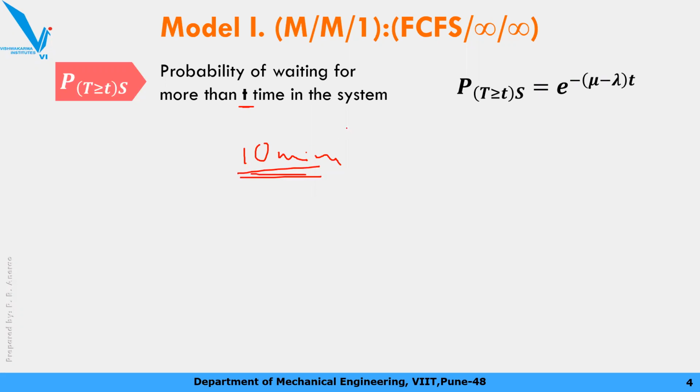10 minutes. So how will you calculate its probability? By e raised to minus mu minus lambda times t, and then based on these calculations you will come up with how much the probability is. Should we again have more counters, or should we have a little faster kind of billing system? So this you can decide.